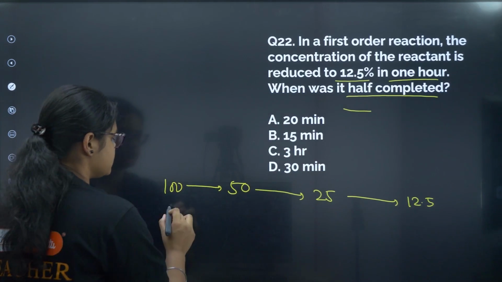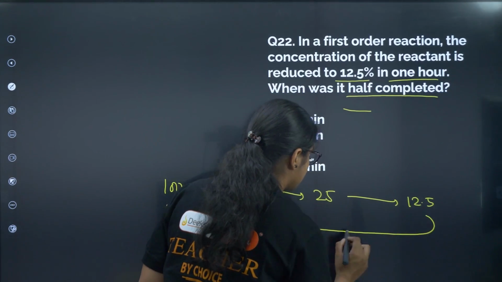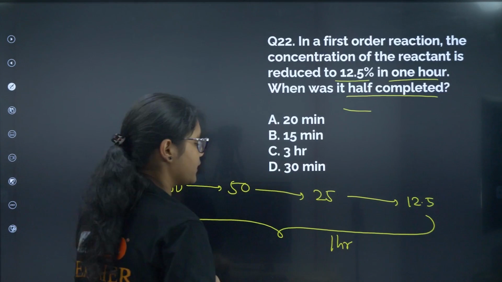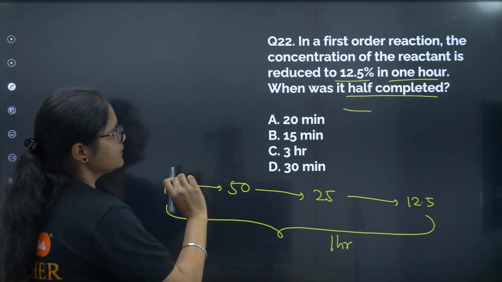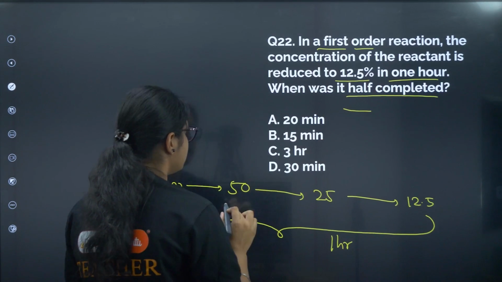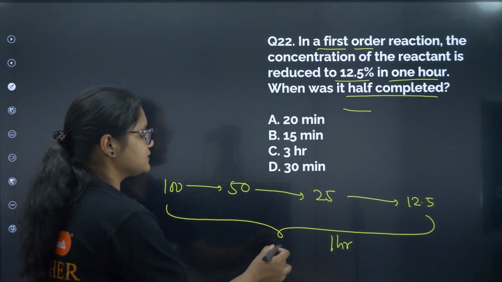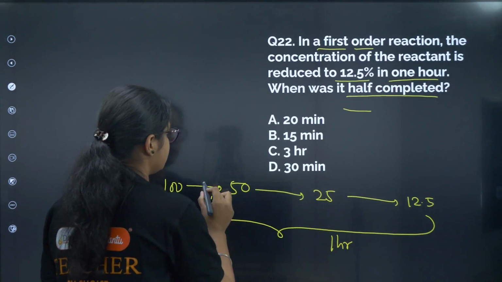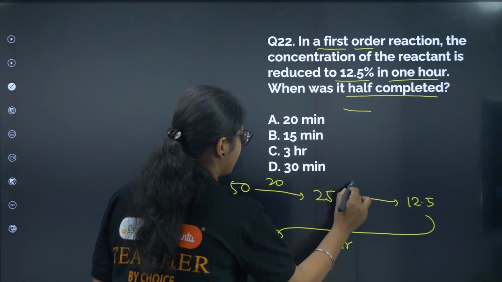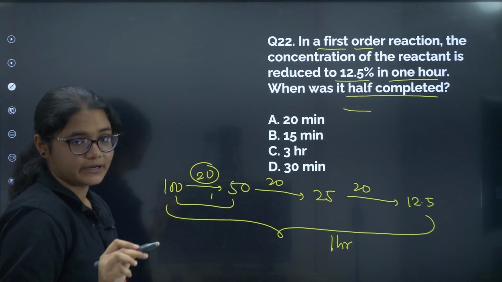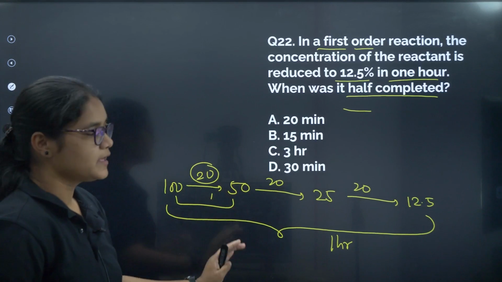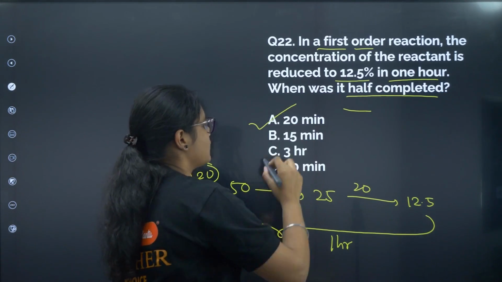According to the question, this whole thing has taken place in 1 hour. Since it is a first order reaction, each half-life will be equal. So 60 minutes divided by 3, you will get 20, 20 and 20. So when it was 50%, 20 minutes had occurred. So the correct answer for this question is option A.